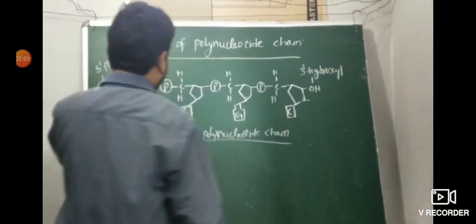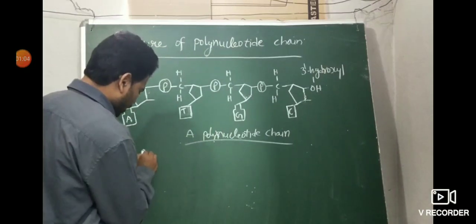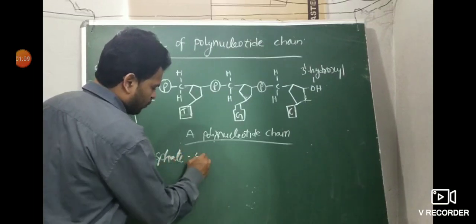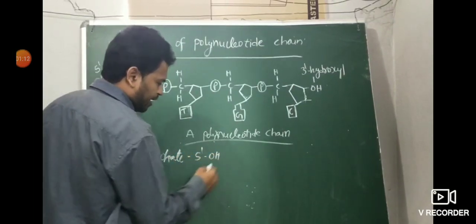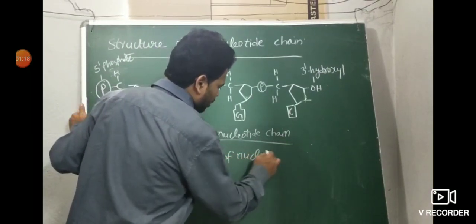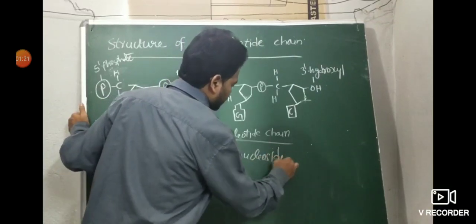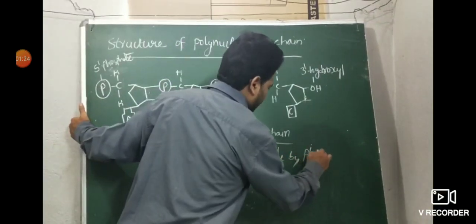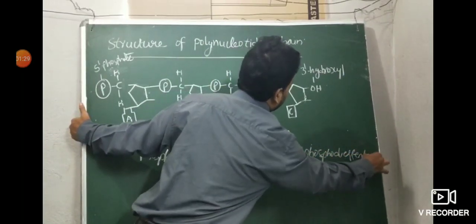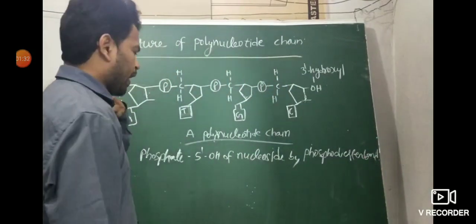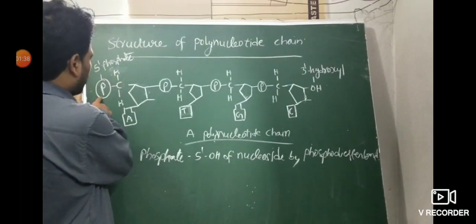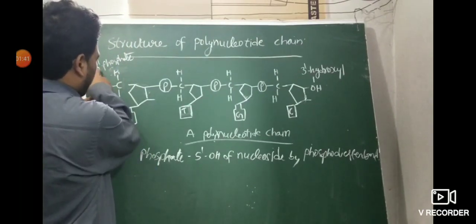Then, before going to the polynucleotide structure, a phosphate group is attached to the 5' hydroxyl of a nucleoside by a phosphodiester bond. The phosphodiester bond forms the nucleotide. So this is very important. You see here, this is the phosphate group. The phosphate group is attached to the 5' hydroxyl.